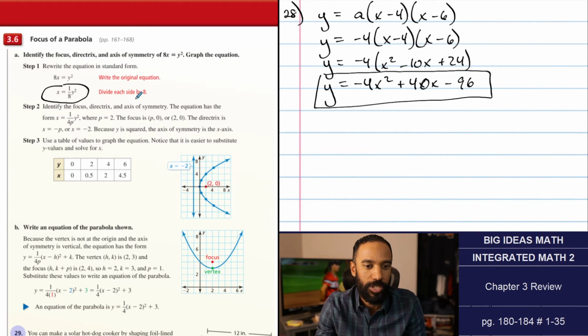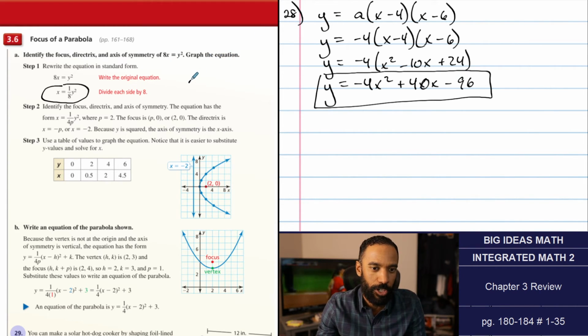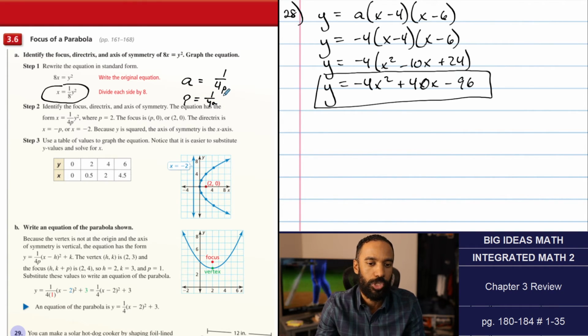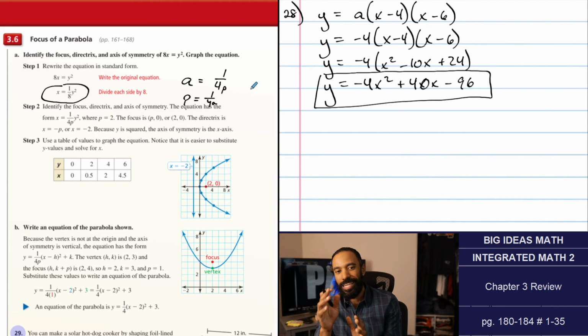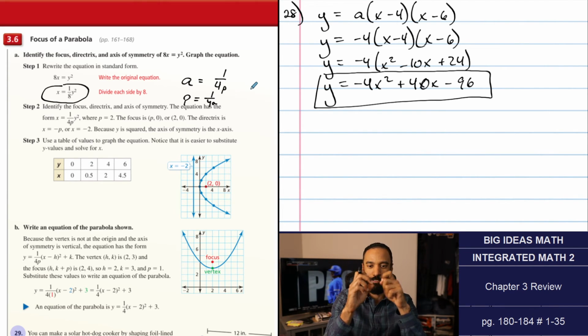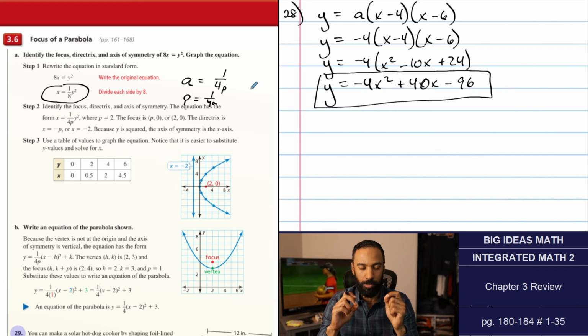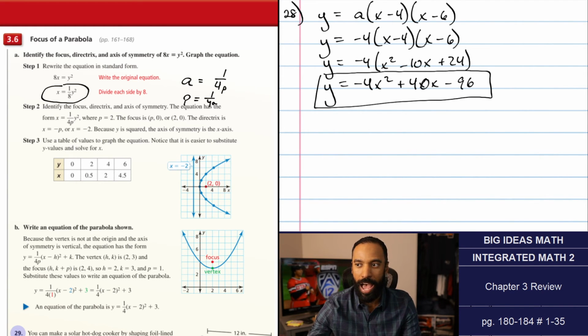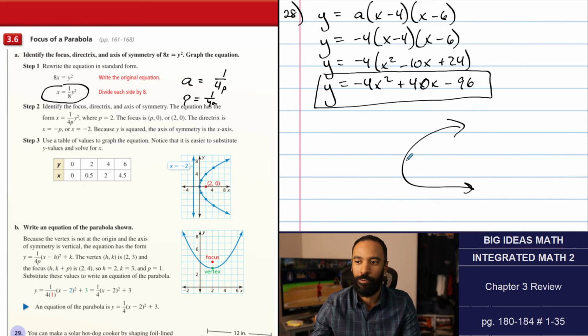Identify the focus, directrix, and axis of symmetry. Now, for me, this is where I'm going to defer a little bit. I use the equations a equals 1 over 4p and p equals 1 over 4a separately from the equation, so I can then solve and find my thing. P is the distance from your vertex to your focus of your parabola in the direction it's supposed to go. In a rightward facing graph, such as this one right here, the focus would be inside the parabola to the right. If P is 2, it's 2 units inward from here.